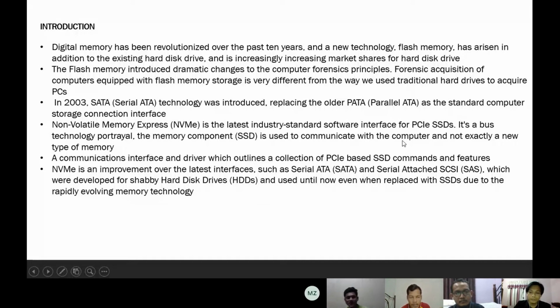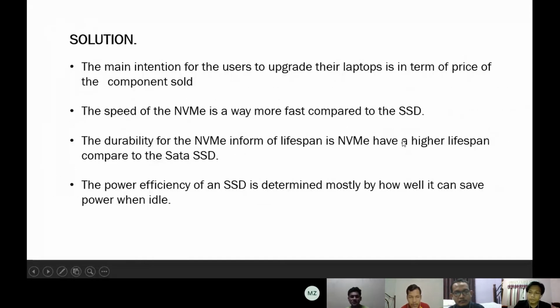Okay, I will explain the solution to this problem. There are several solutions to solve the problem. The first is the price of the component. This is important because the component must be affordable and not expensive.